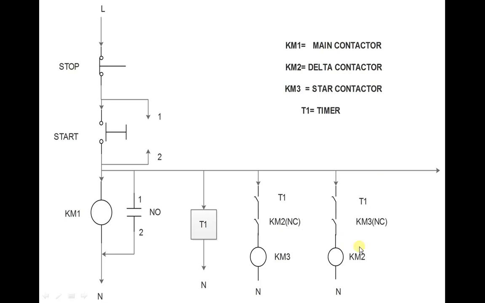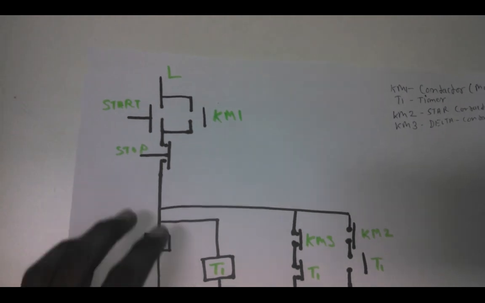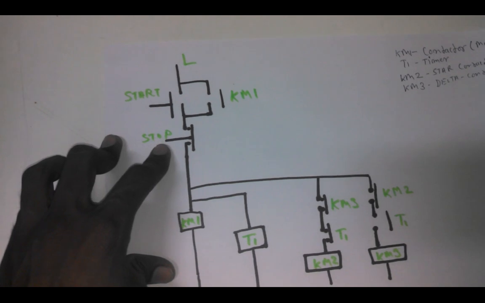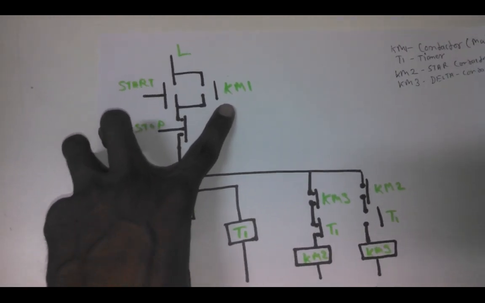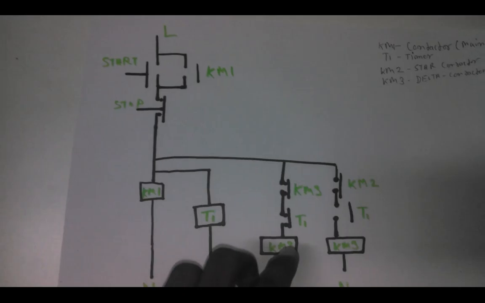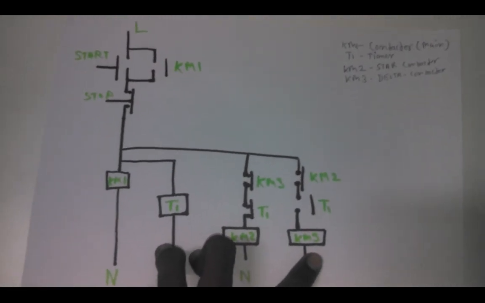So let's take a look at the physical drawing which we will make in our workshop, and let's see how this starter works. So guys, let's take a look at the drawing of the star delta starter. These are the start stop buttons. This contactor is taken from the anode terminal of the main contactor. Our main contactor is KM1, KM2 is the star contactor and KM3 is the delta contactor.